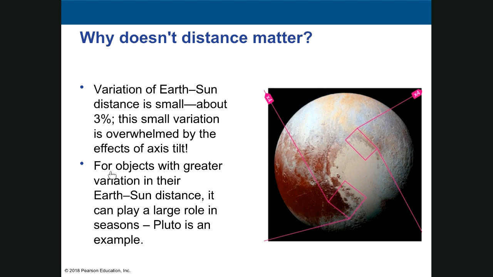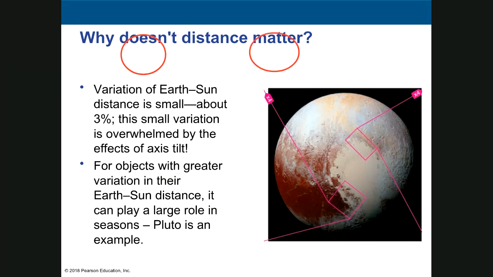You don't need to go as far as Pluto to get a more extreme orbit. Mars has a much more elliptical orbit than the Earth. And I want you to be able to visualize what I mean by that. The Earth's orbit is nearly circular, so it looks somewhat like this. A slight ellipse, but not much. Mars's orbit is more like this. All right? I hope you can see it.